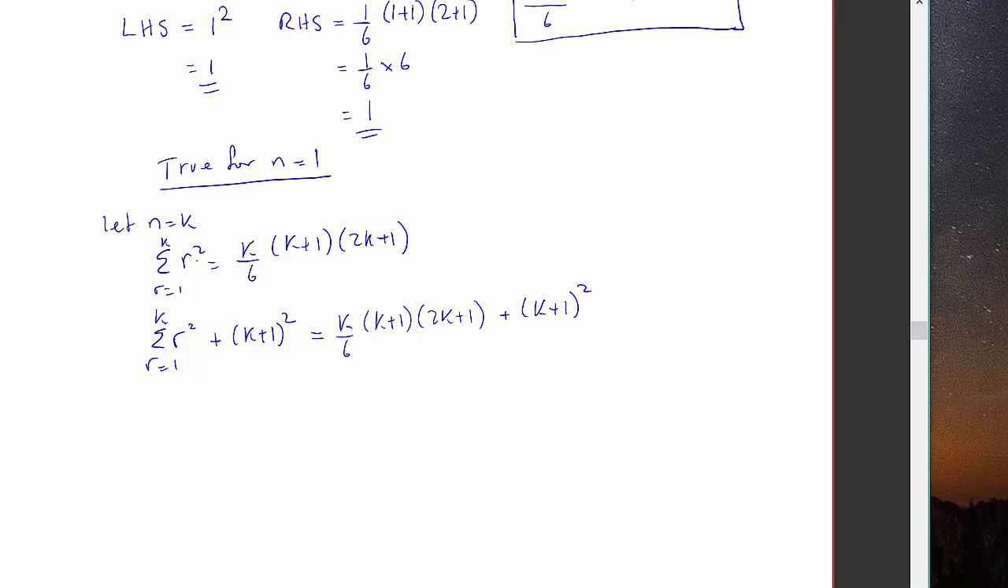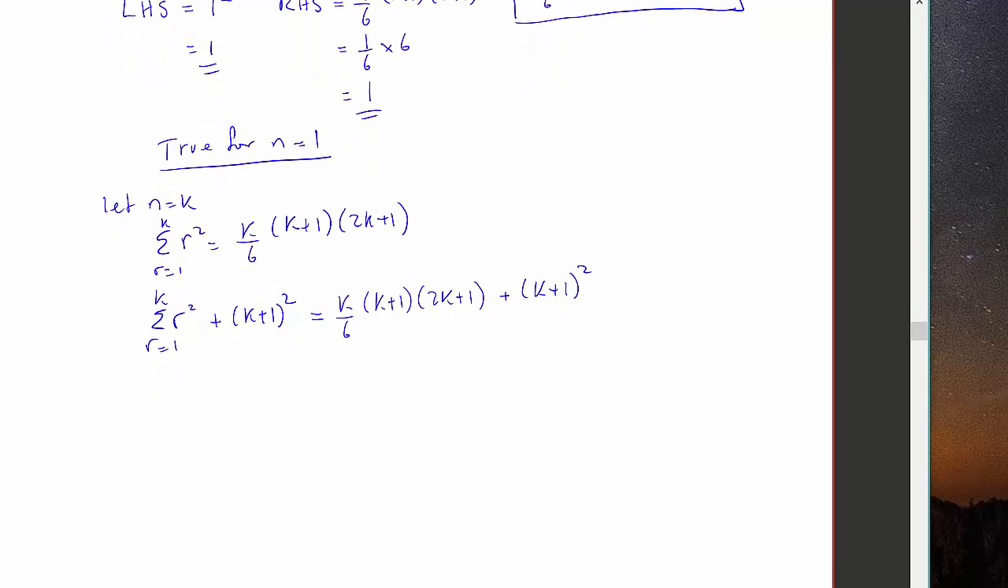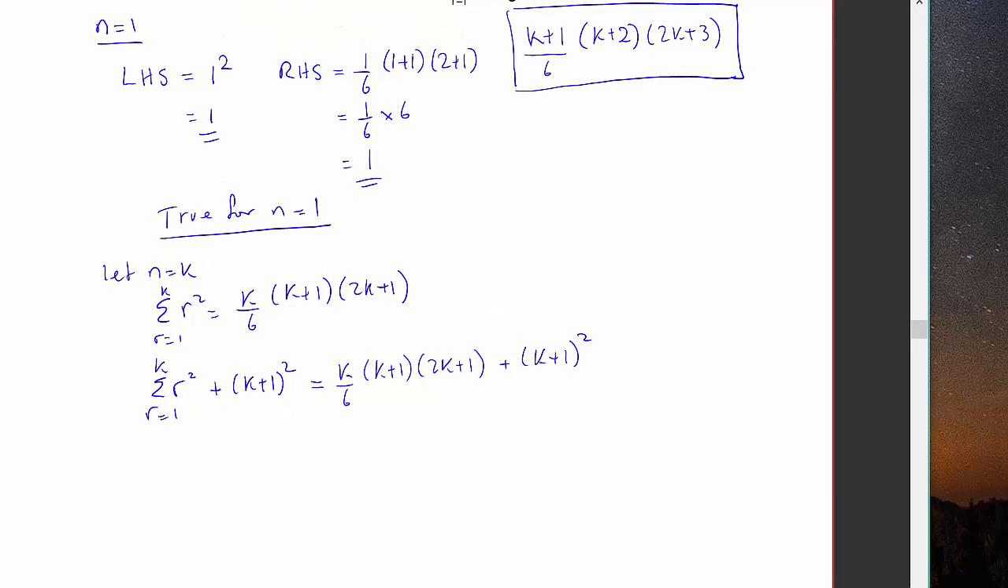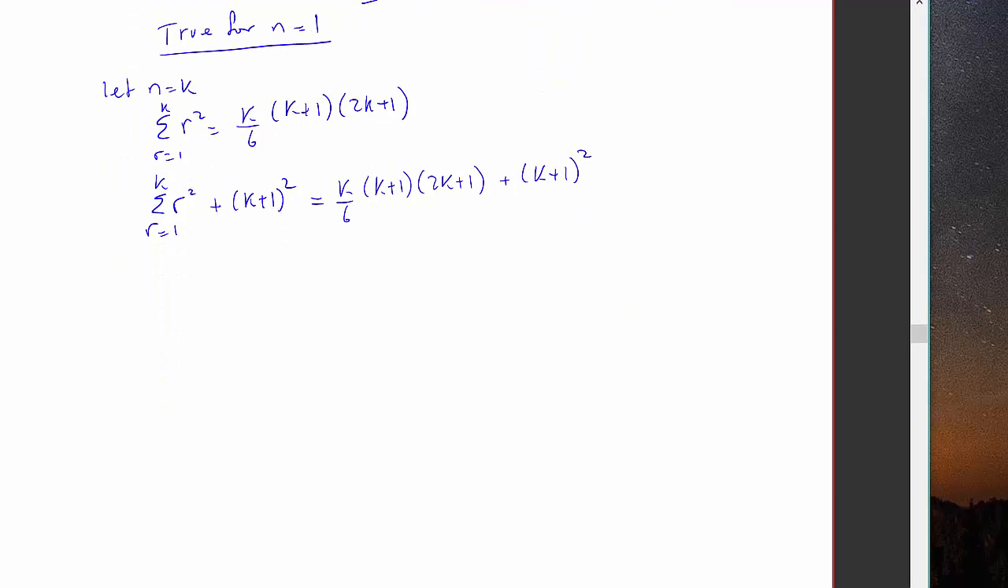The whole point is, if this one is true, then the very next line must also be true, because what have we done? We've just added the same thing to both sides, and then what we've got to do is try and make this look like that. Okay, so this side just becomes r equals 1 to k plus 1 of r squared. Clearly that's just adding the next term in there.